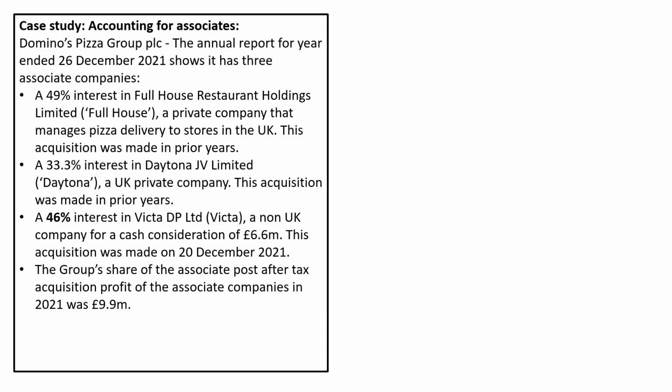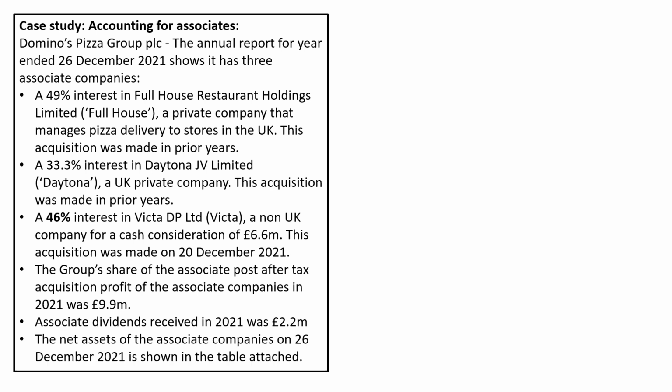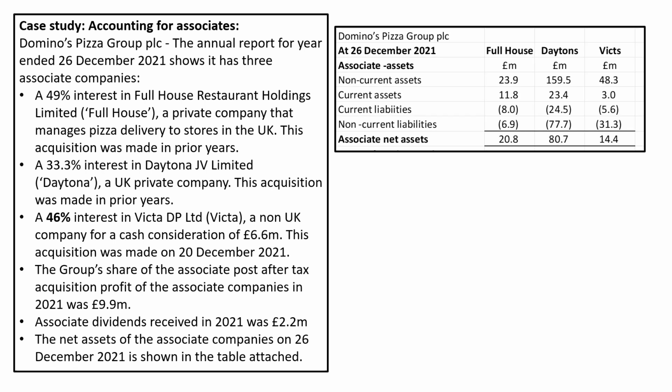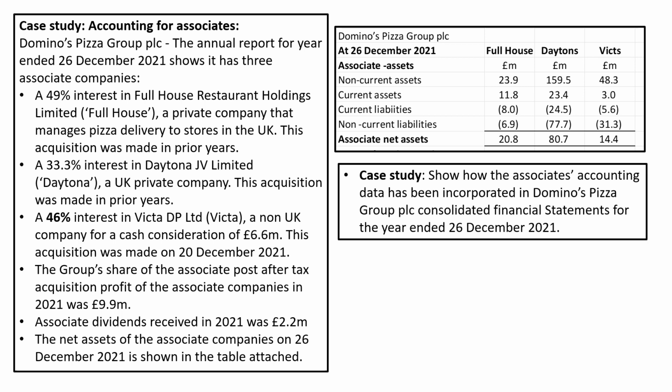The group's share of the associates' post-after-tax acquisition profit of the associate companies in 2021 was 9.9 million. And finally, we have the net assets of the associate companies on 26th of December 2021, shown in the table attached. So, our task here is to show how the associates' accounting data has been incorporated in Dominion Pizza Group plc's consolidated financial statement for the year ended 26th of December 2021.